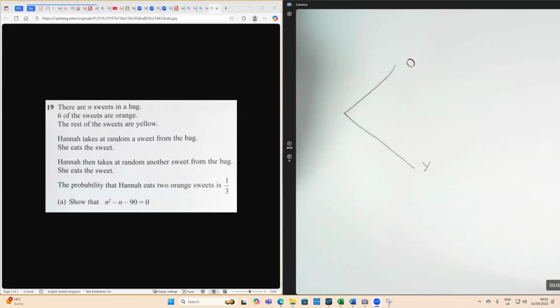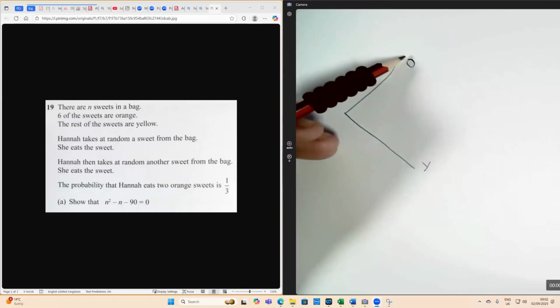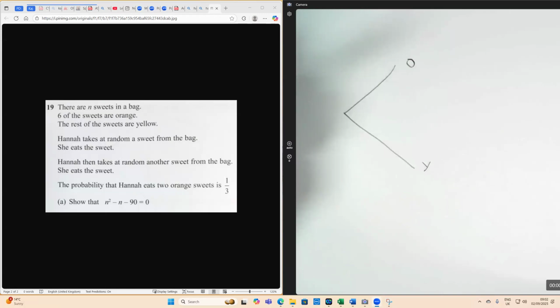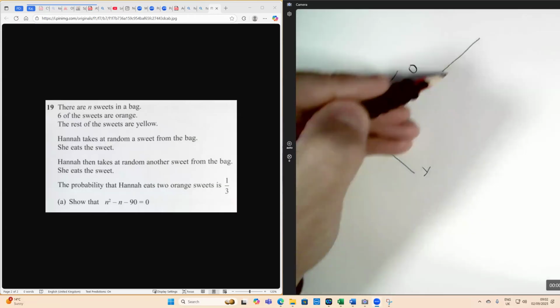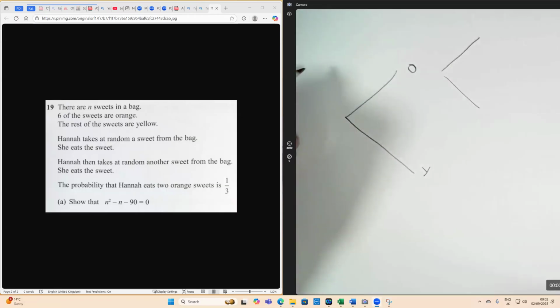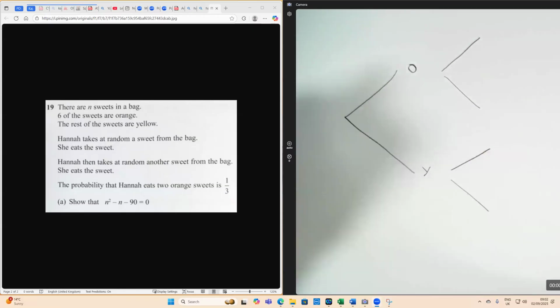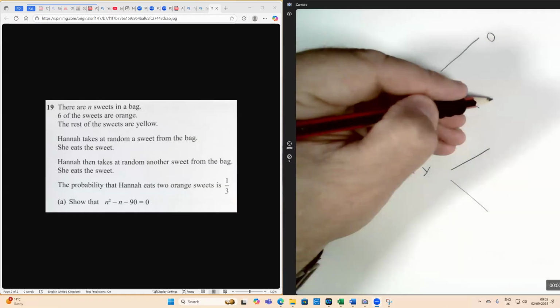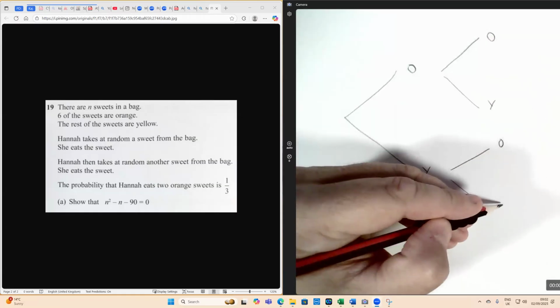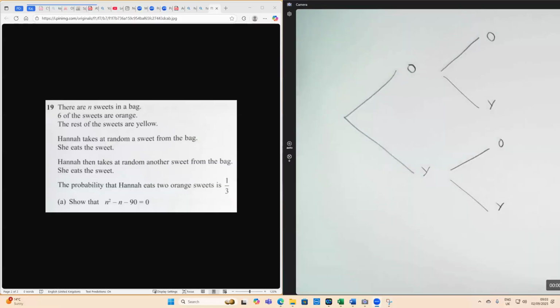So it says, there are n sweets in a bag. 6 of the sweets are orange and all of the rest are yellow. Hannah takes at random a sweet from the bag and she eats the sweet. Okay, now we're told that the probability that Hannah eats 2 orange sweets is a third. So let's have a look at drawing the tree diagram for selecting 2 orange sweets.